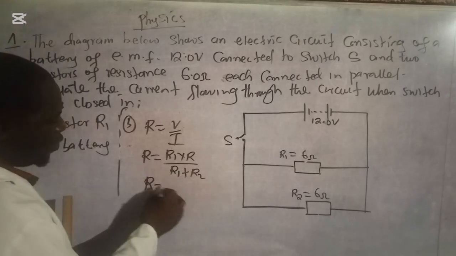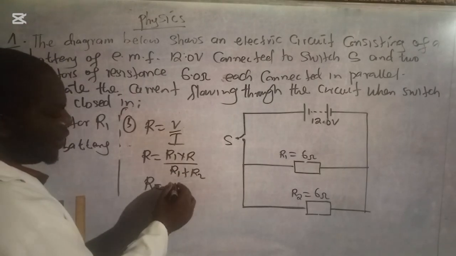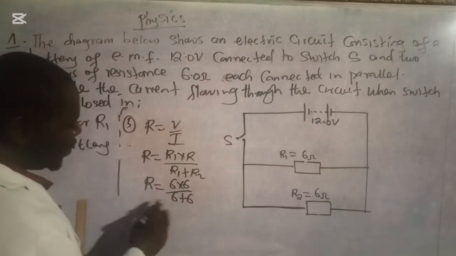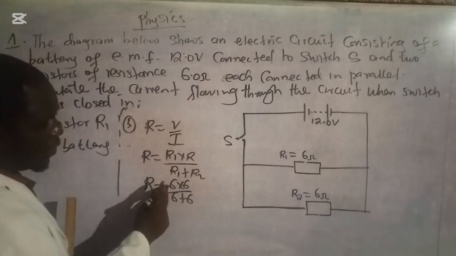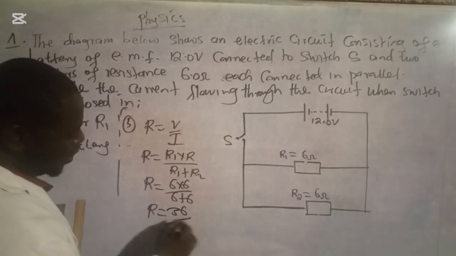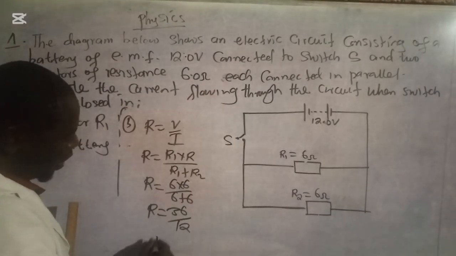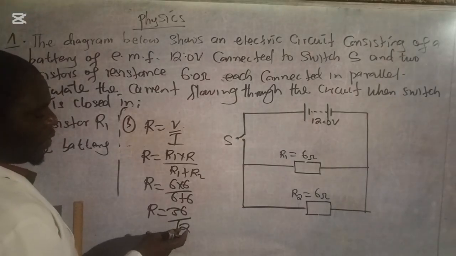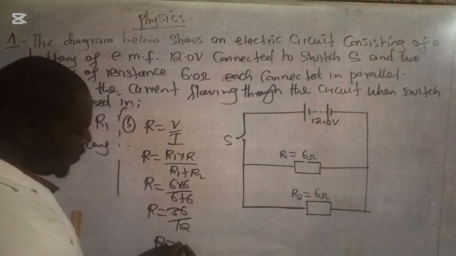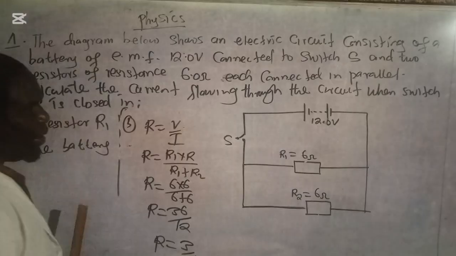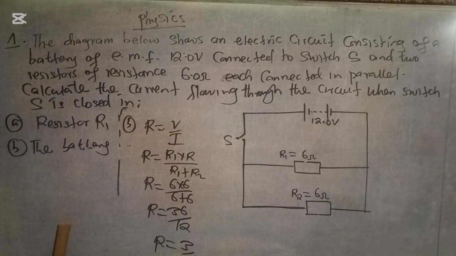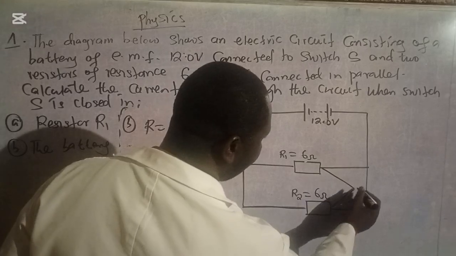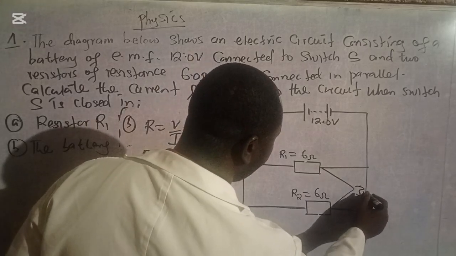So total resistor is equal to, R1 is what? It is 6 times 6 over 6 plus 6. So R is equal to 6 times 6, 36, over 12. 12 into 36 is 3. So our total resistor here for this one is 3 ohms altogether.